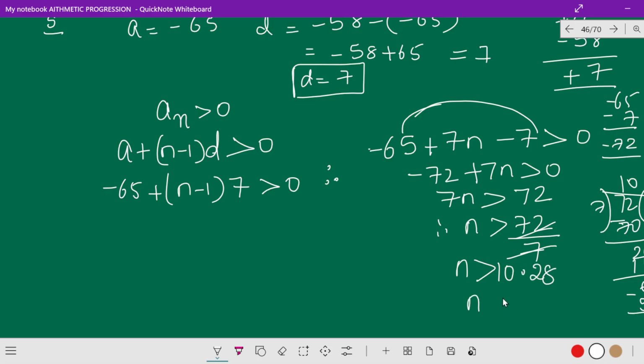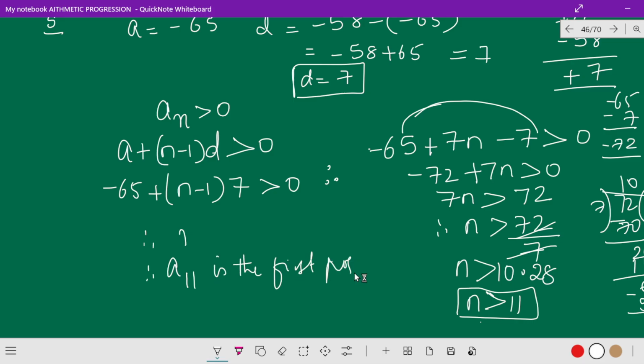So n should be greater than 11. Since n is greater than 11, the nth term, which term? Therefore a11 is the first positive term. So the 11th term will be the first positive term. Next.